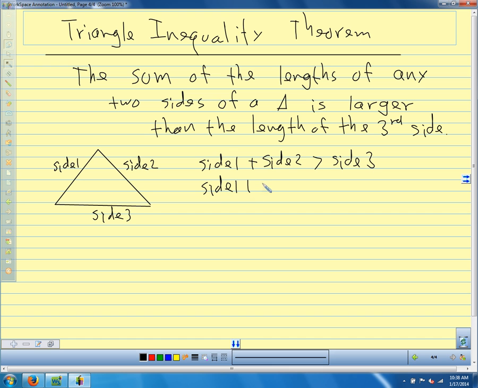Side 1 plus side 3, triangle inequality says any two sides. So side 1 plus side 3 has to be larger than side 2. And finally, side 2 plus side 3 has to be larger than side 1. We add up any pair of sides, it has to be larger than the side that we leave out.